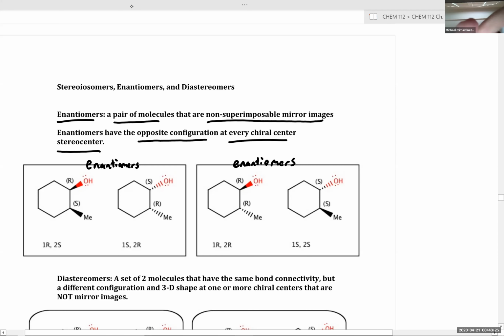And as we notice, if we look at the configuration at each of our stereocenters, if we compare our two enantiomers, are the configurations the same or the exact opposite? Are the configurations the same or the exact opposite if we compare the two compounds in the box? And I see people already typing in the chat opposite.